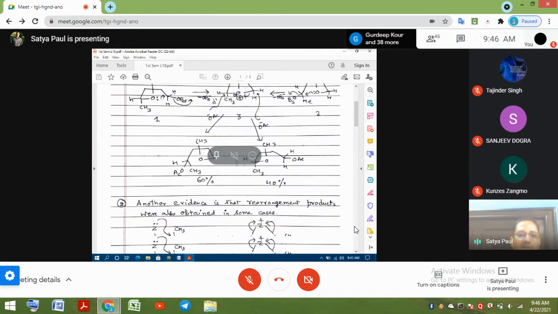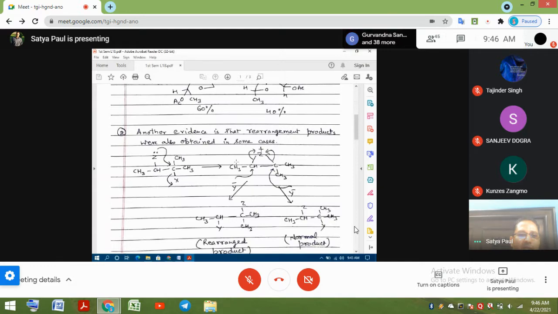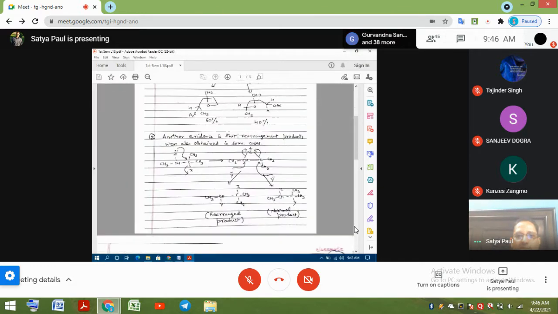Now we have another evidence. Another evidence is that rearrangement products were also obtained in some cases in addition to the normal product. We will get the normal product, but in addition to the normal product, we will also get the rearranged product, and that is possible only if your Z here is acting as a neighboring group. You can see here, this is the intermediate. Y can attack over here and the ring opens like this.